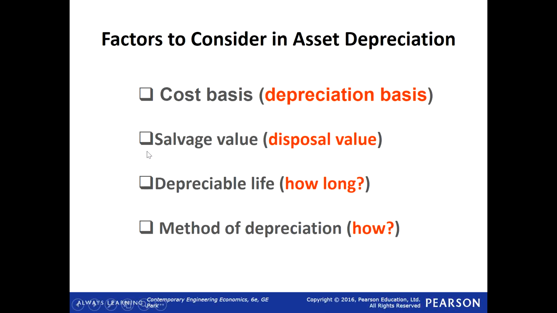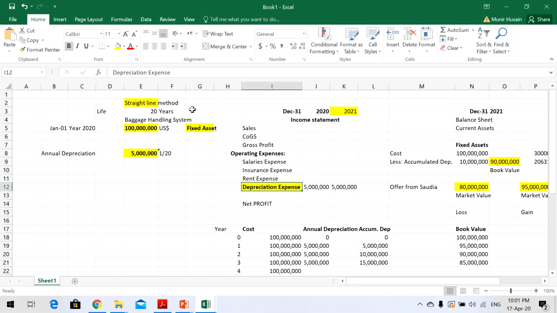Then we need to know what is the life of this asset which we want to depreciate, how long we are going to use that asset. Is it 5 years, 10 years, 20 years, whatever. And then what is the method of depreciation, right? For example, here in this example we simply divided this cost by 20, right? This method we call the straight line method. There are other methods as well which we will discuss.